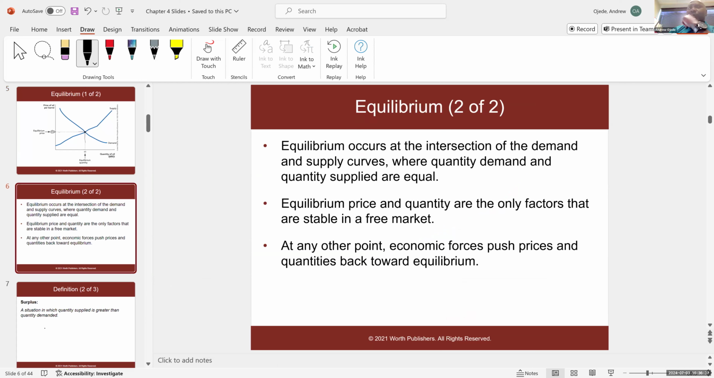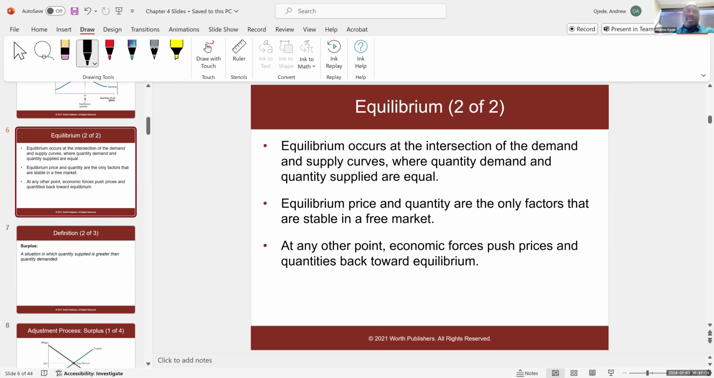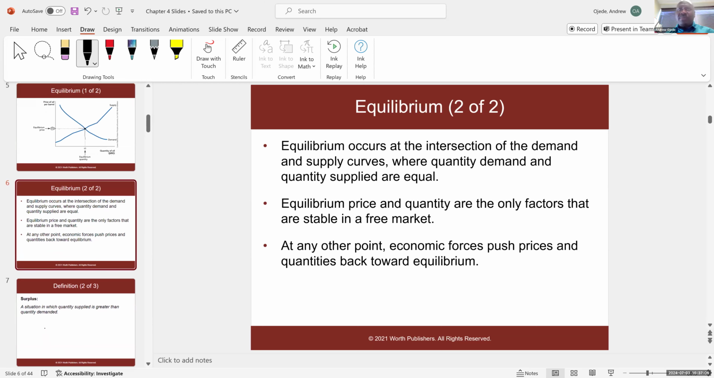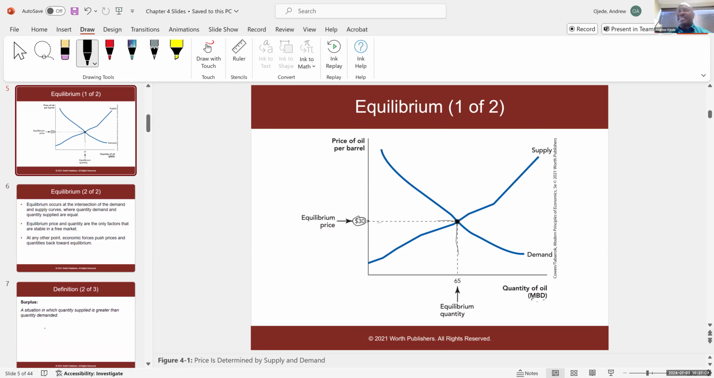Okay, so equilibrium occurs again at the intersection of demand and supply curves where quantity demanded and quantity supplied are equal, and equilibrium price and equilibrium quantity are the only values that are stable in a free market. So those are what we call stable equilibrium values. At any other point, economic forces will push price and quantities back to equilibrium. I'm going to talk about it shortly. So let's talk about what if markets are not in equilibrium? What if we are not operating at this point of intersection?